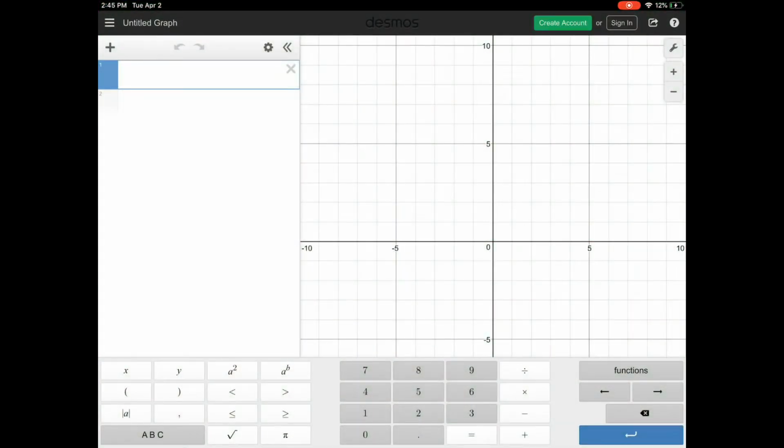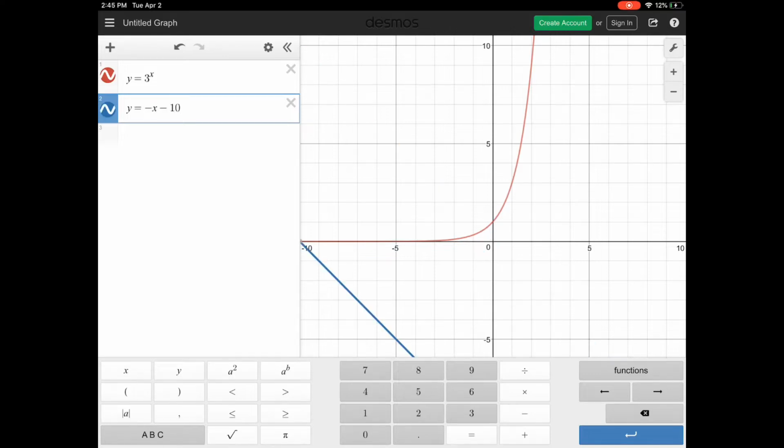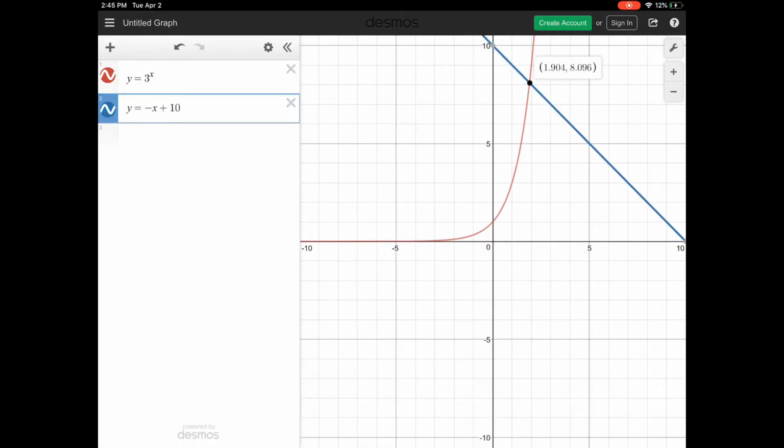So for Desmos, let's see. We've got 3 to the x power for one of our equations. It's y equals. Next up over here, we've got y equals negative x plus 10. Oops, I put minus 10. And the solution to a system of equations is the point of intersection. So it looks like our solution is this value right here. I'm not going to copy that over onto the homework sheet, so hopefully you keep track of it here.